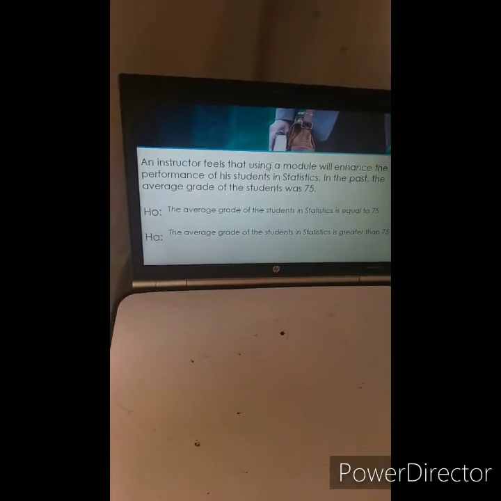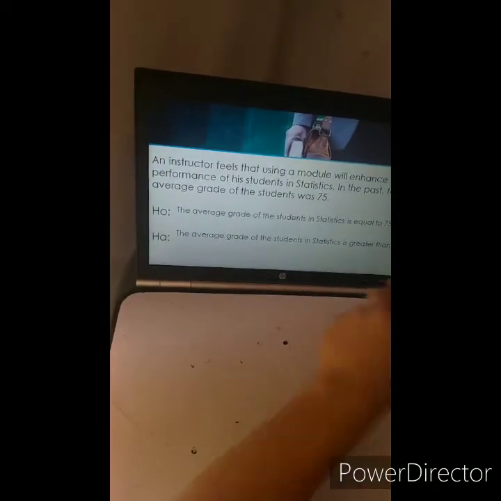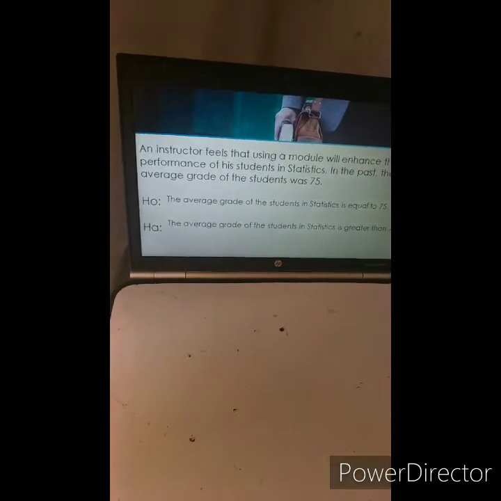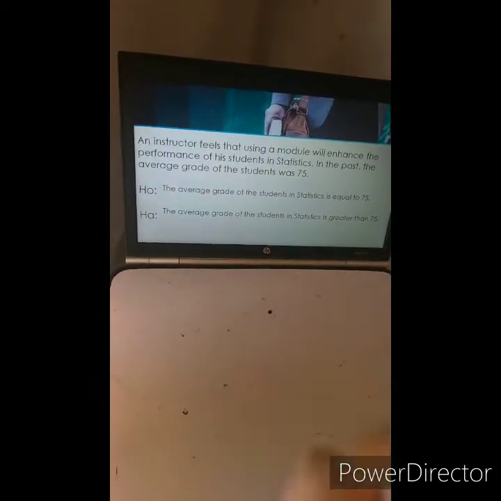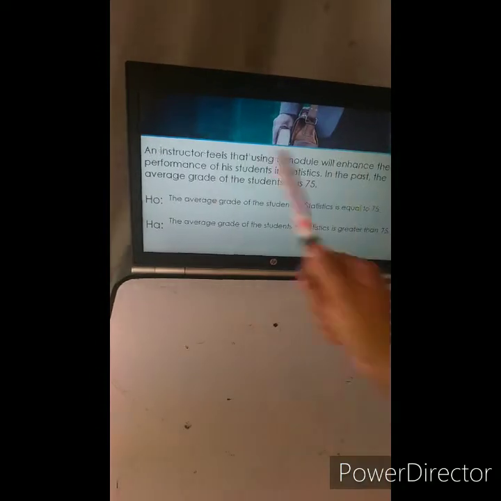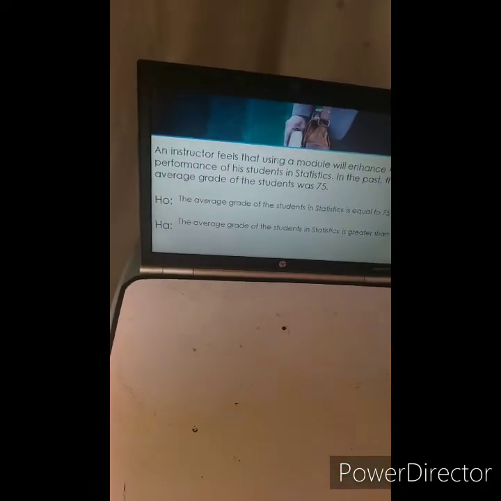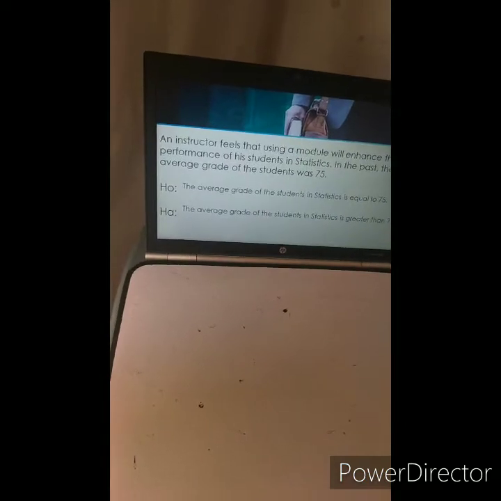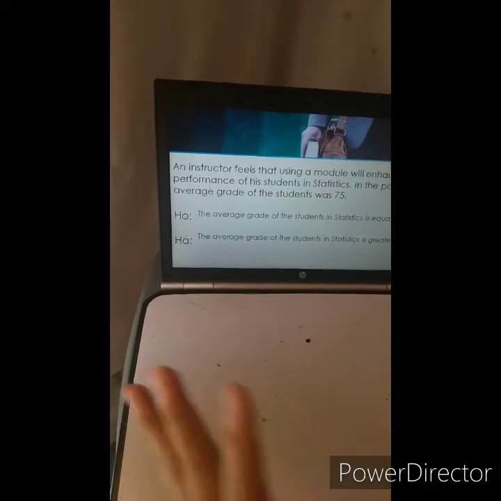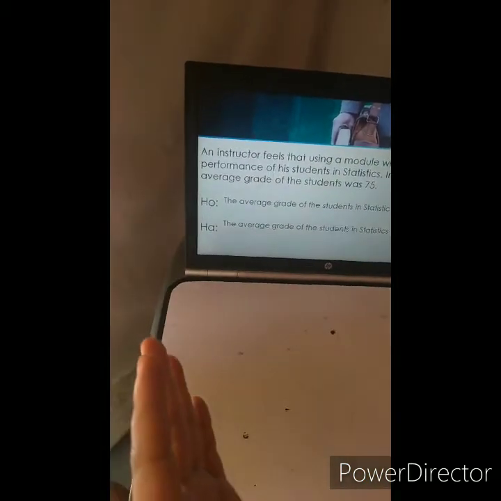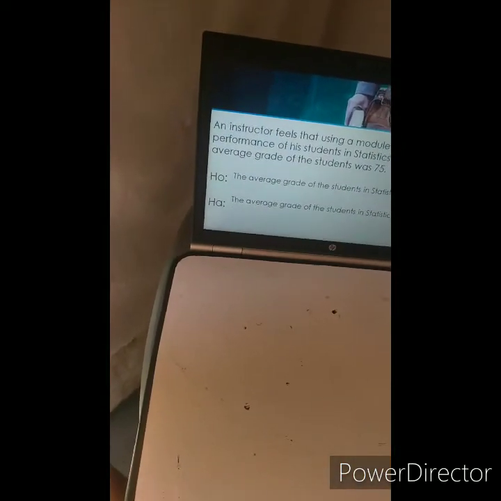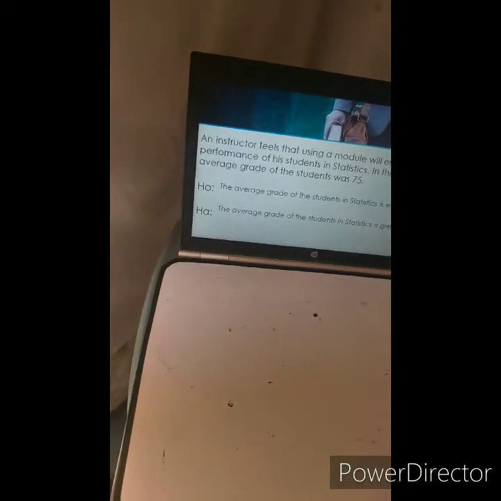Okay, why is it that we use greater than there, but you do not see any greater than in the problem? If you are going to analyze the problem, it says there that it will enhance. Enhance, meaning that it will be enhanced using the module. So if you will enhance that, that means that your average grade will be greater than 75. So that will be the alternative hypothesis.